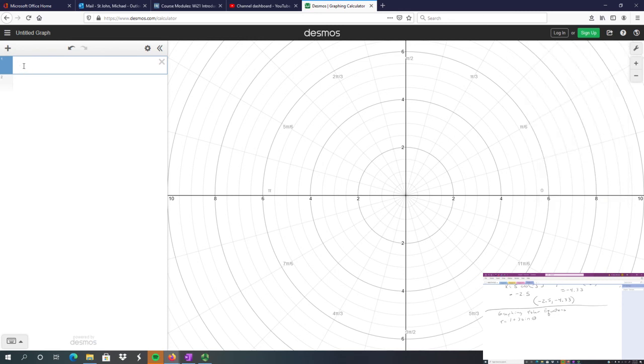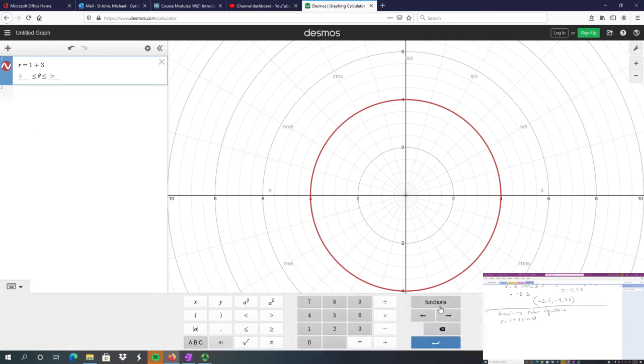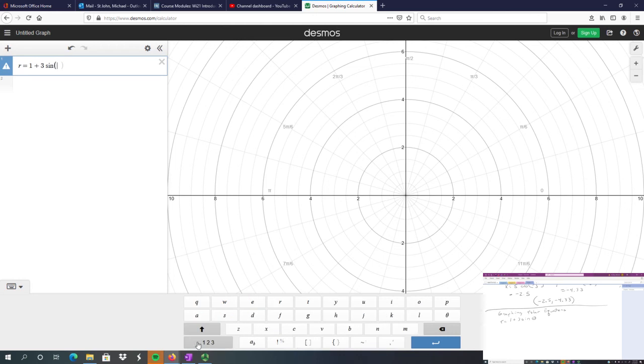So r is going to equal 1 plus 3, and we want our sine function. So let's go down here to functions, and we want sine. And then we need our angle, which is theta. So click on this ABC thing, and we get the little theta symbol there. And we get our polar graph. And so we get this shape that shows up in terms of our graph.